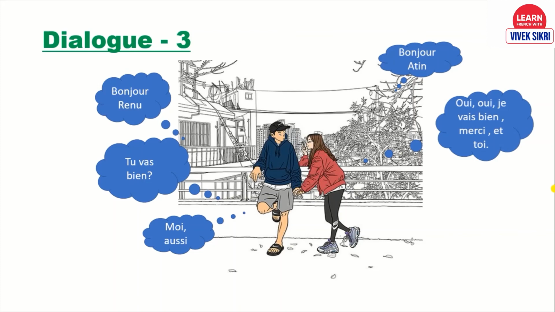In dialogue 3, bonjour Renaud, bonjour Athènes. Tu vas bien? Oui, oui, je vais bien, merci. Et toi? Moi aussi. Good morning Renaud, good morning Athènes. Are you fine? Yes, yes, I am fine, thank you. And you? Me also.